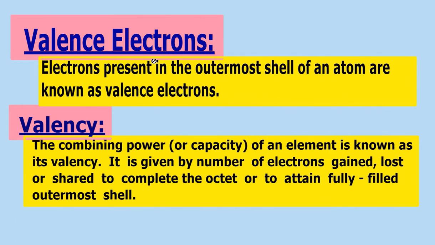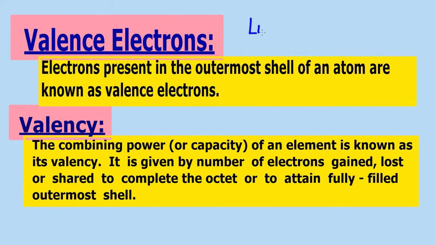What are valence electrons? Electrons present in the outermost shell of an atom are known as valence electrons. And what is valency? It is the combining power or combining capacity of an element. It is given by the number of electrons gained, lost or shared to complete the octet or to attain a fully filled outermost shell. So every element has the tendency to attain a fully filled outermost shell or to complete the octet. And the number of electrons which are shared, gained or lost to attain this condition is known as valency. Let's discuss it in detail by taking some examples.